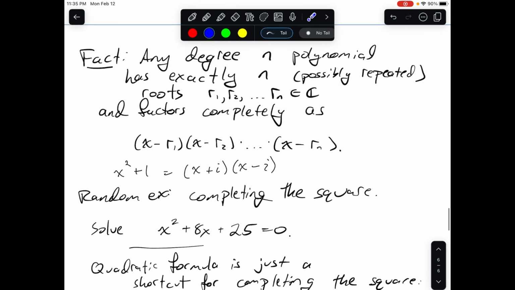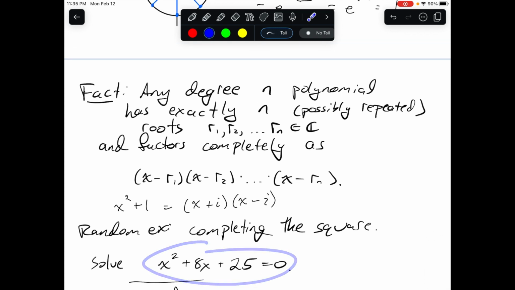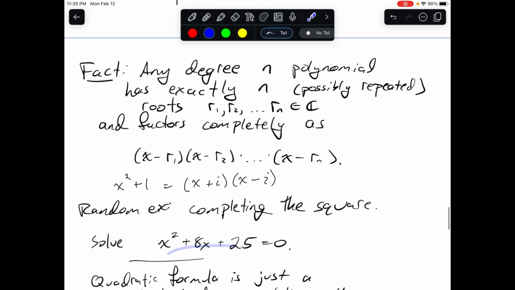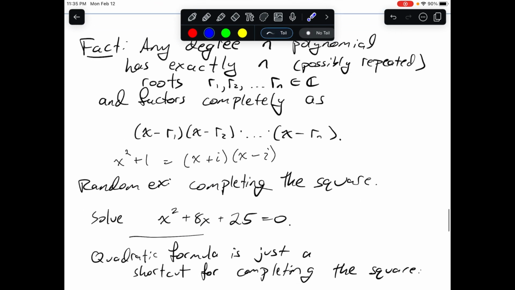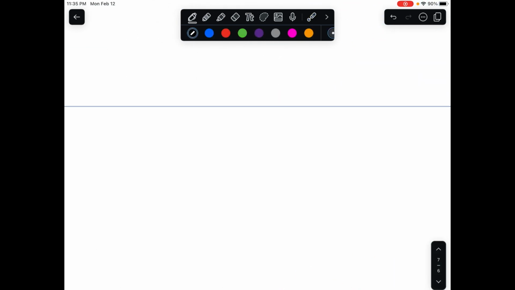All right. Anyway, I just wanted to do one random example, which is completing the square. So something like x squared plus 8x plus 25 equals 0. Let's just solve it. Actually, let me do it on the fly as opposed to just showing you stuff. So x squared plus 8x plus 25 equals 0.